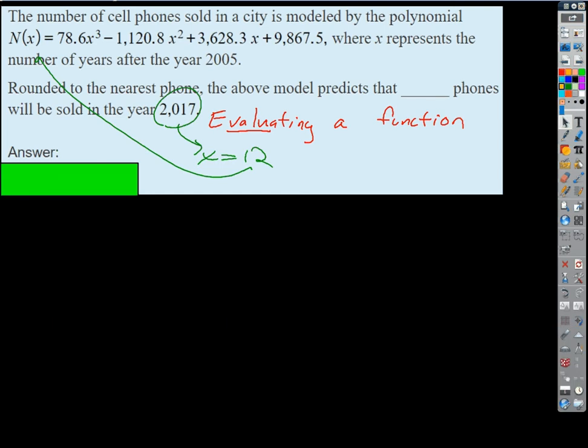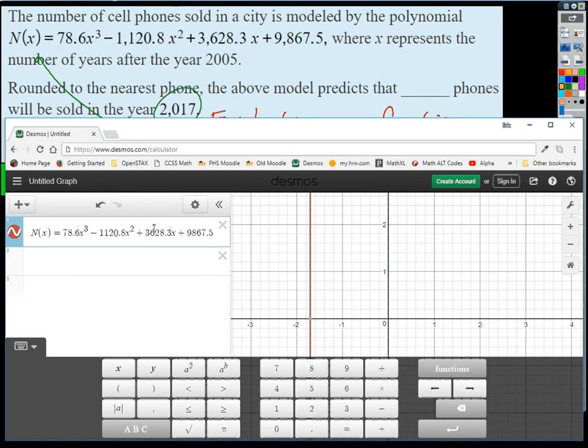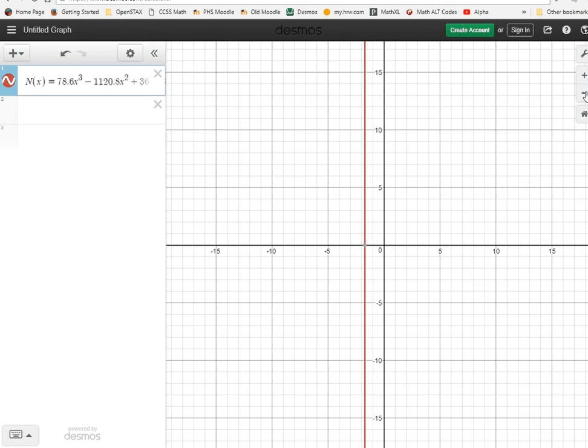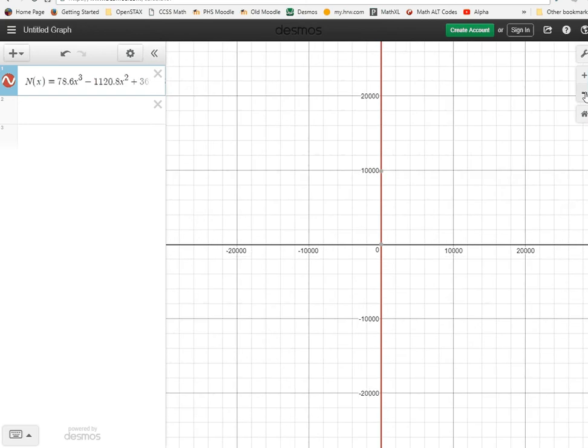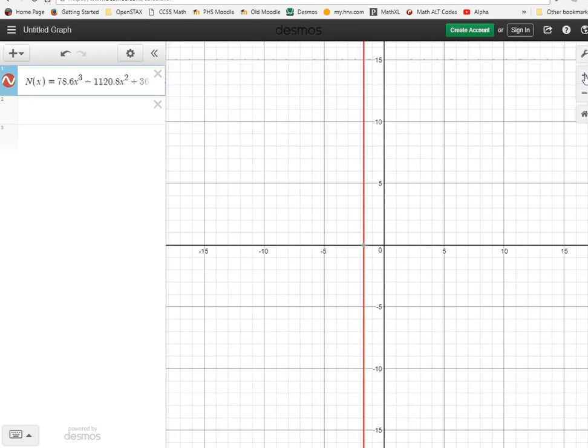Right here, okay? So with Desmos, I could just go over and plug in the function. Notice what I input there. I just typed in literally this, n of x equals the whole function, right? And it does give me a graph. I could use the graph, but the disadvantage of that is it's a really big function. I mean, if I zoom out, it's a huge function, right? It's pretty hard to use because it's such a big function, okay? So we don't want to do that. We don't need to, though.